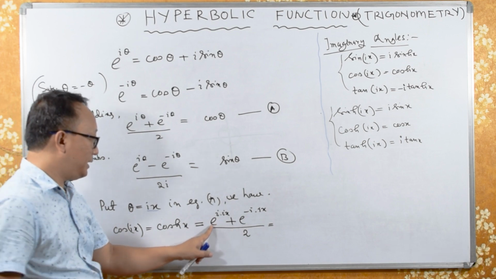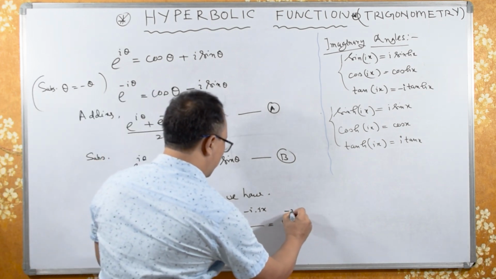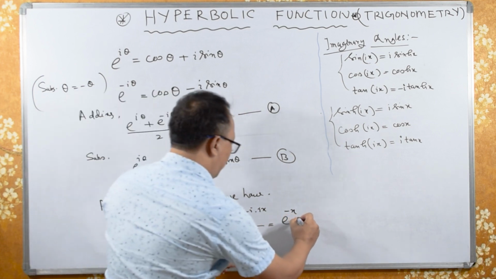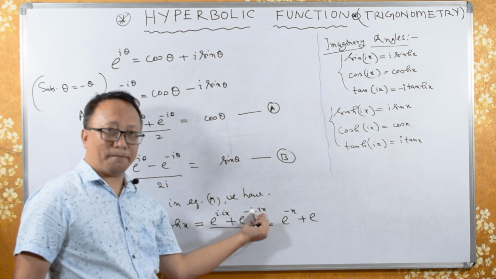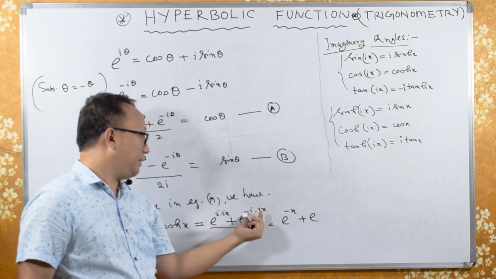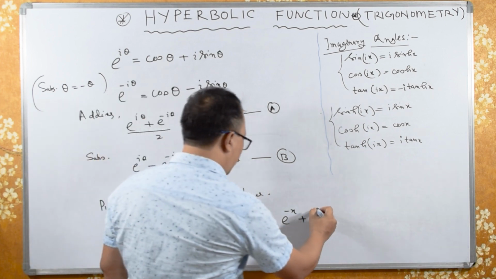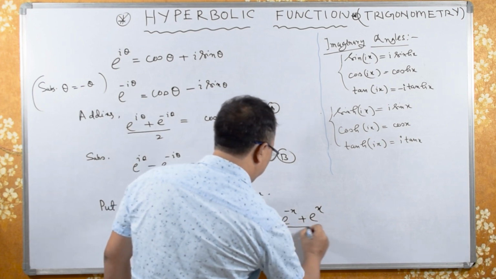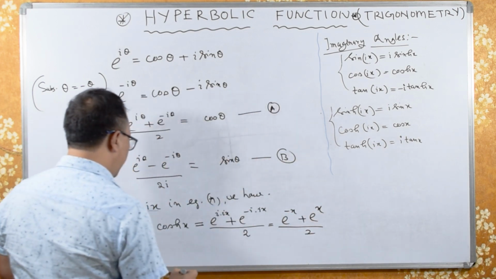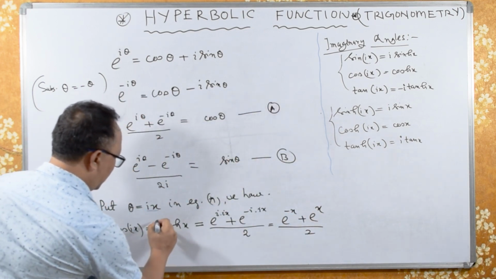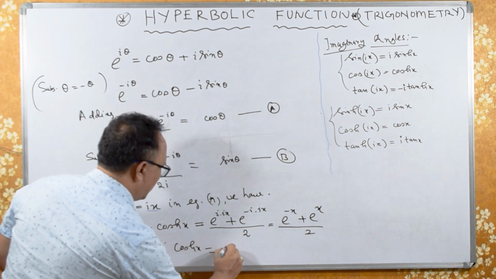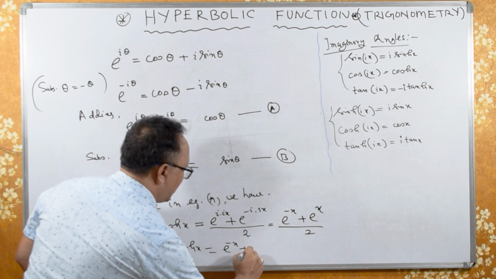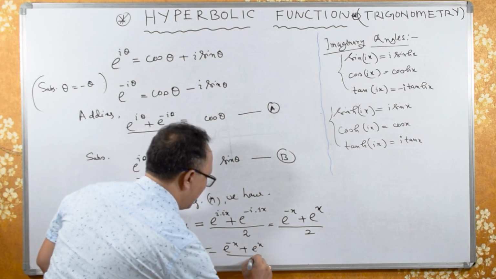What we have is e raised to minus x, plus e raised to, here i into i is minus 1, minus and minus is plus. What we'll have is e raised to x upon 2. Therefore cos hyperbolic x is equal to e raised to minus x plus e raised to x upon 2.